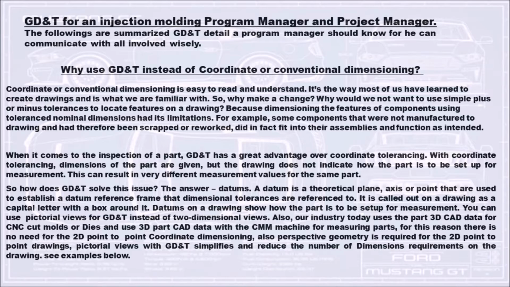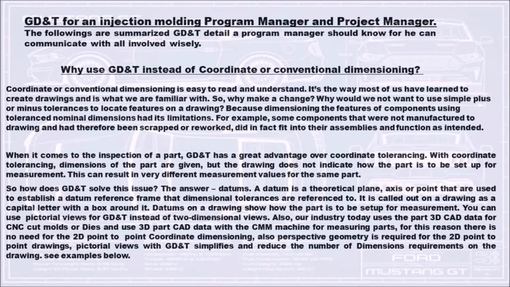The answer: datums. A datum is a theoretical plane, axis, or point that is used to establish a datum reference frame that dimensional tolerances are referenced to. It is called out on a drawing as a capital letter with a box around it. Datums on a drawing show how the part is to be set up for measurement.